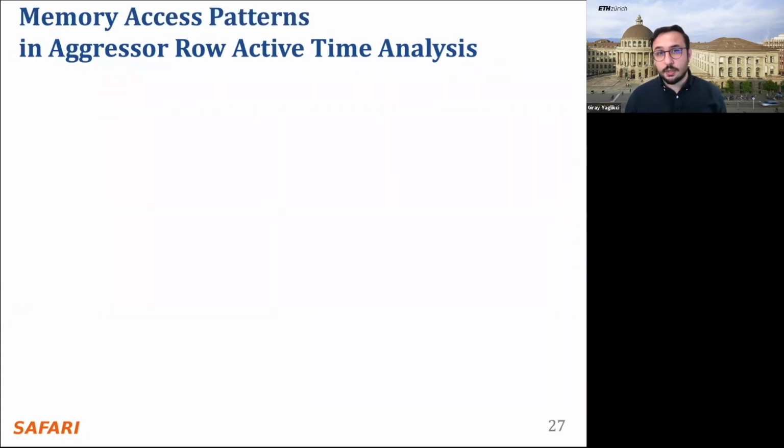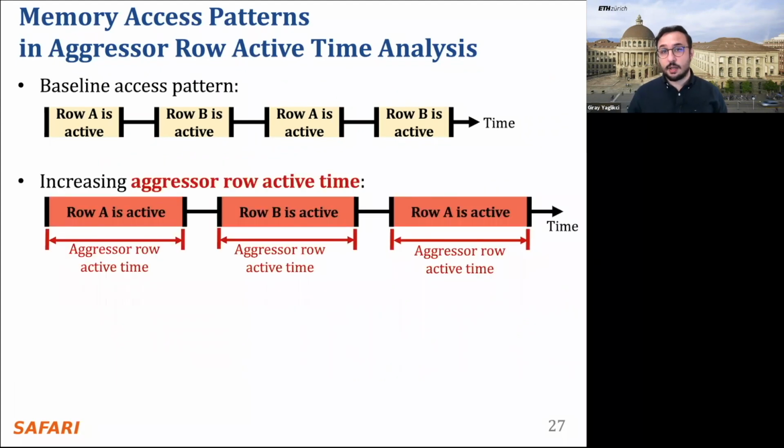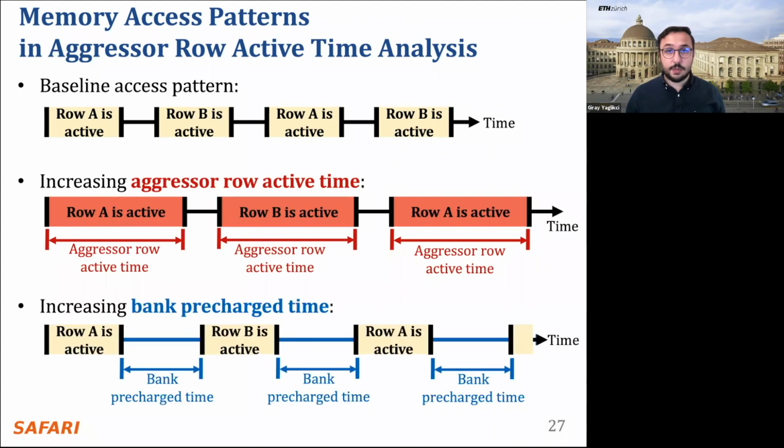To perform this analysis, we conduct two sets of experiments. In the baseline, we hammer rows A and B as frequently as possible, while in the first set of tests, we increase the time that an aggressor row is active. And in the second set of experiments, we increase the time that the bank is precharged.